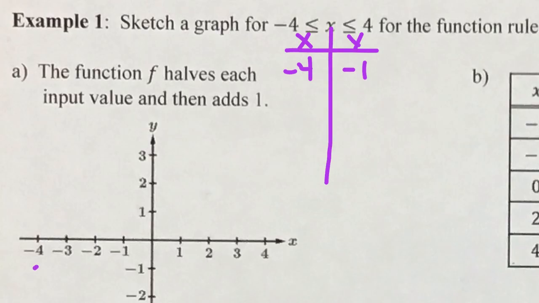So we can plot that over here. -4, -1. And then let's skip the odd and go to the next even. What is half of -2? -1. And then plus 1 is 0. Okay, what's half of 0? 0 plus 1 is 1. What's half of +2? 1. Plus 1 is 2. So 2. What's half of +4? 2 plus 1 is 3.